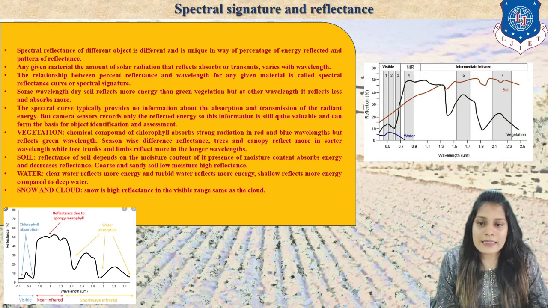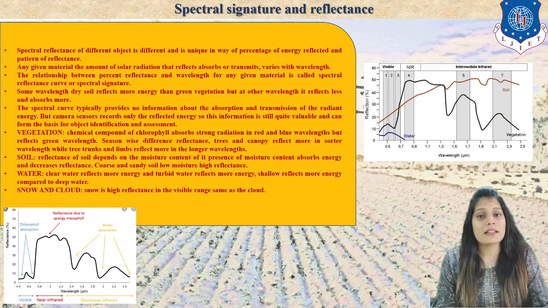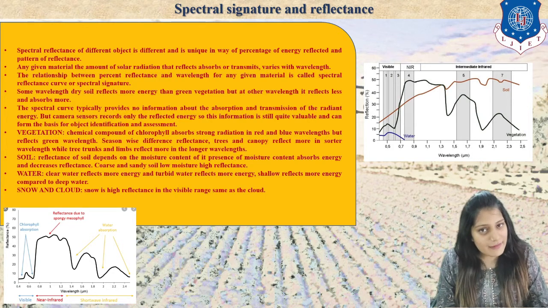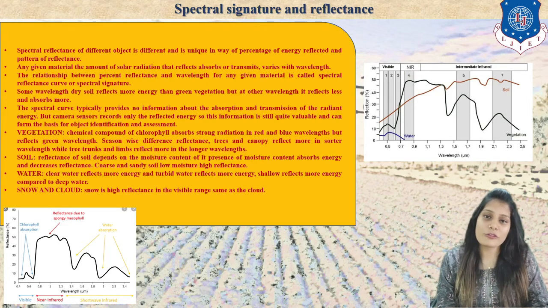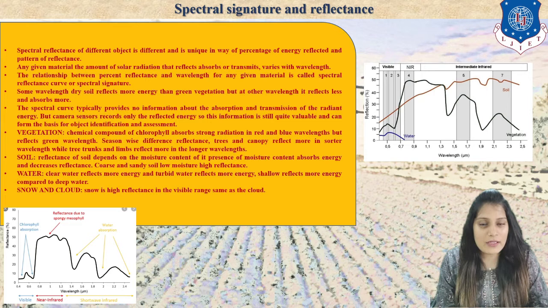So what does it indicate? When chlorophyll is present, it will absorb strong radiation in the range of red and blue, but it will reflect in the green wavelength. So what it indicates is that in the green wavelength, the vegetation will reflect more when a chemical compound like chlorophyll is present, right? But in red and blue, it will not reflect. It will absorb the energy, so it will not reflect, but in the green wavelength it will reflect, right? So this is what it means.